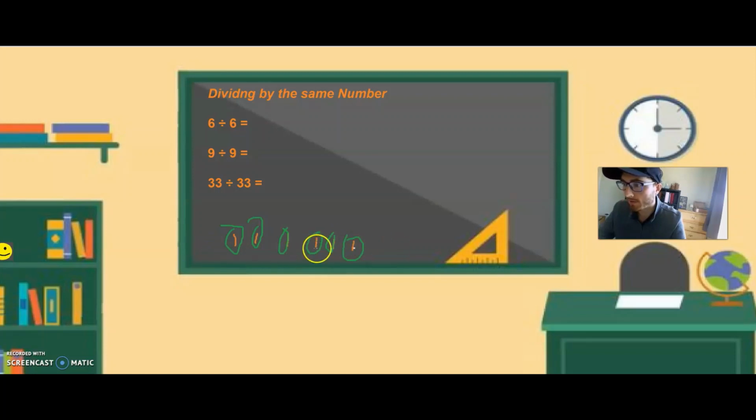6 candy bars divided by 6 people, each person's going to get 1. If there's 9 divided by 9, 9 people, 9 candy bars, each person's going to get 1. 33 divided by 33, you're still going to get 1. 752 divided by 752 is going to be 1. It always is. That's just a rule in division.